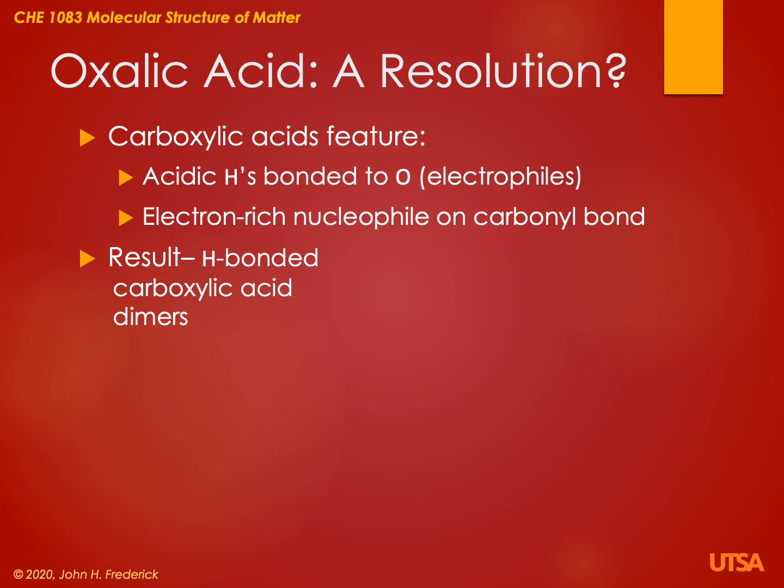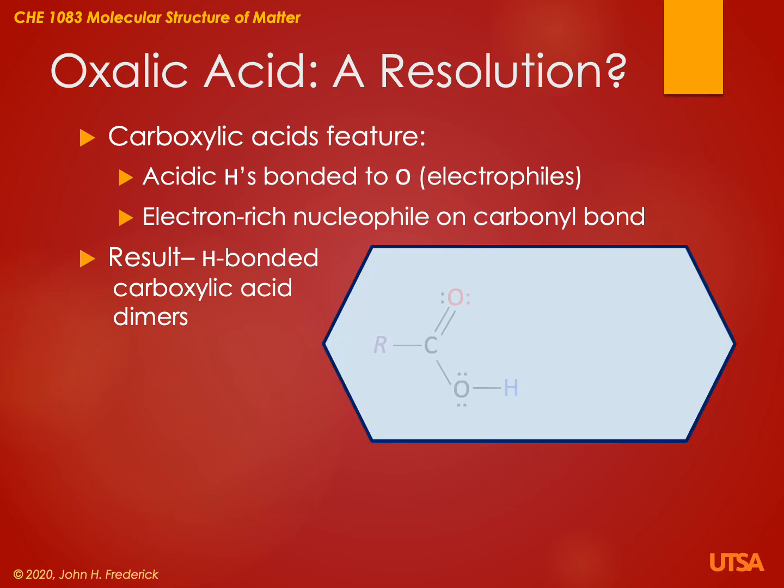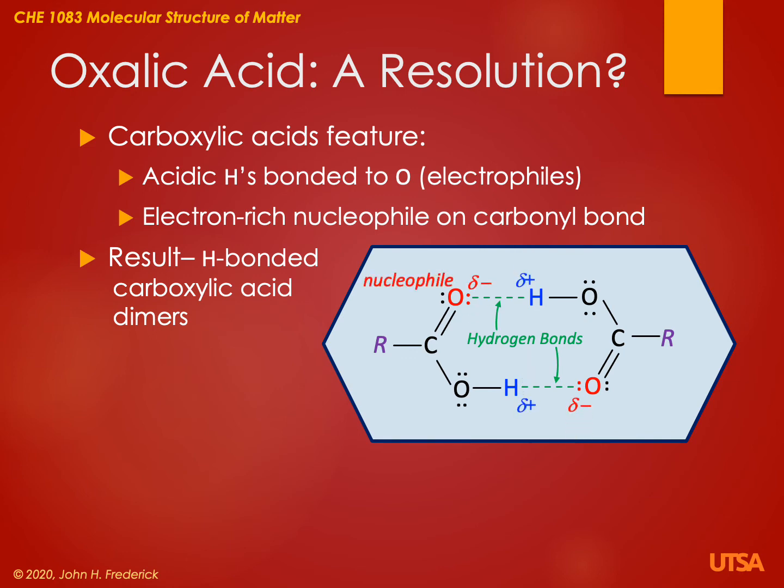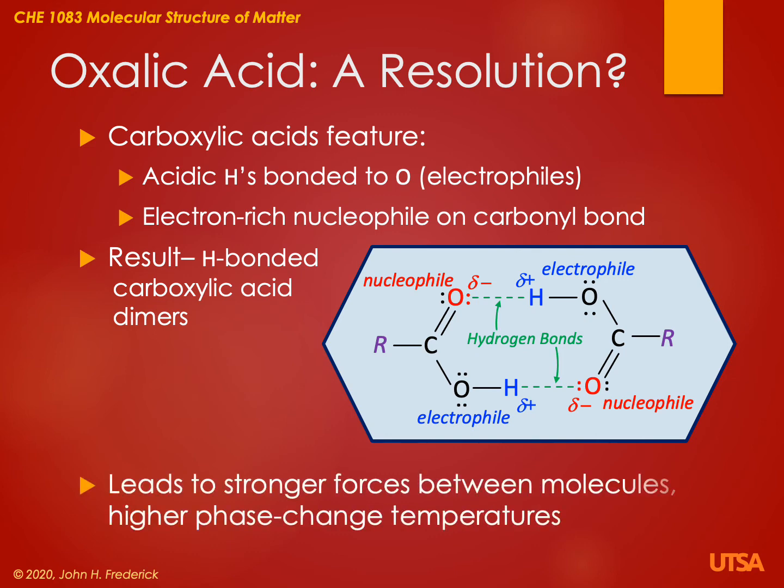So the result is that we're going to generate hydrogen-bonded carboxylic acid dimers that look something like this. Here are the two carboxylic acid molecules that are going to form hydrogen bonds. They form these hydrogen bonds between the hydrogen on one and the carbonyl oxygen on the other in both cases. And they have these charge separations, and because they can get close to generate these very strong hydrogen bonds, and they have two of them, this means that the intermolecular forces between carboxylic acid molecules are much stronger, and it leads to higher phase change temperatures for carboxylic acids.